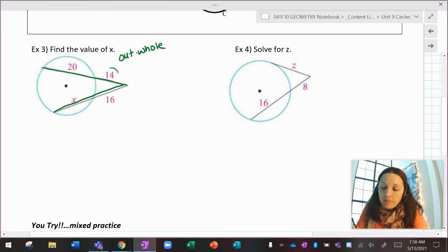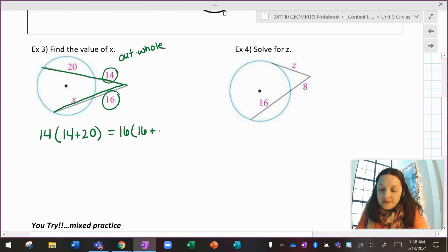All right, so for the top part, the outside is 14. The whole would be 14 plus 20. The outside is 16. The whole would be 16 plus x. And now I just solve for x.